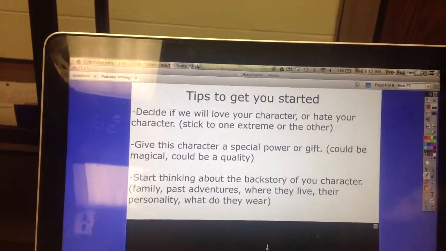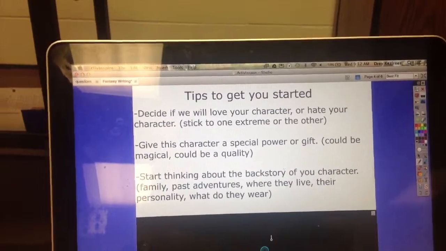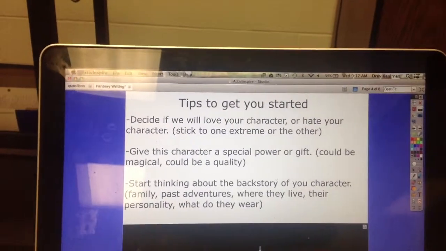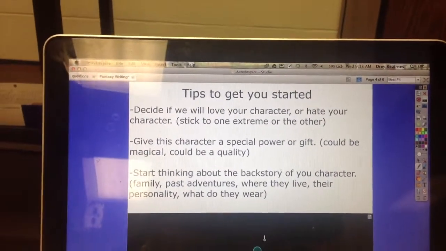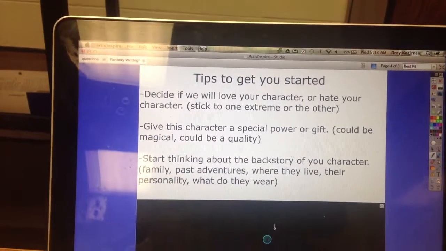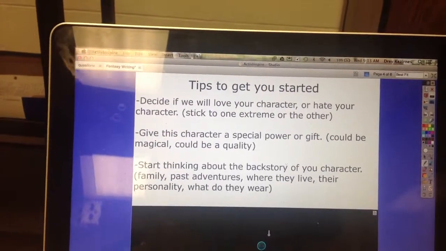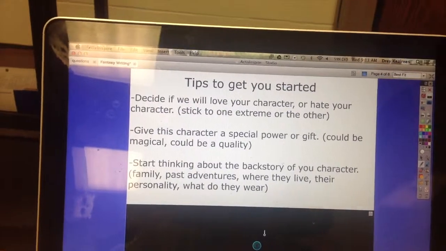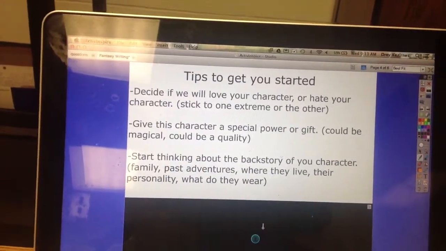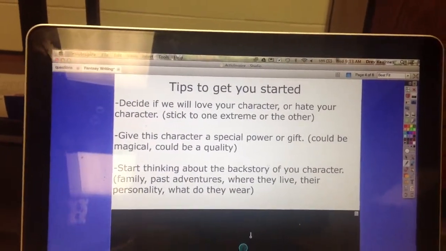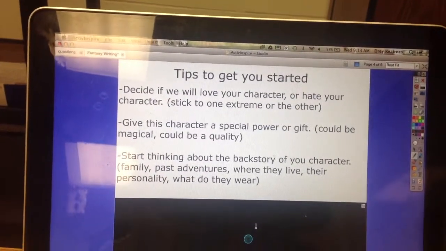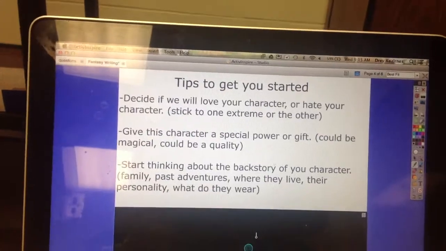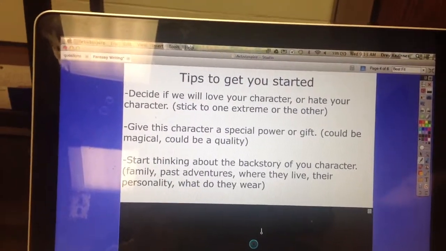Then take that character and start thinking about the details. What's the backstory of this character? What's their family like? Do they have past adventures? What have they done in their past to get them to where they are today? Where does this character live? What's the setting of this story going to be? Start trying to hash that out along with your character. What's this character's personality? Is he really bubbly and nice? Is he quiet and mysterious? That's up to you. Think outside the box.